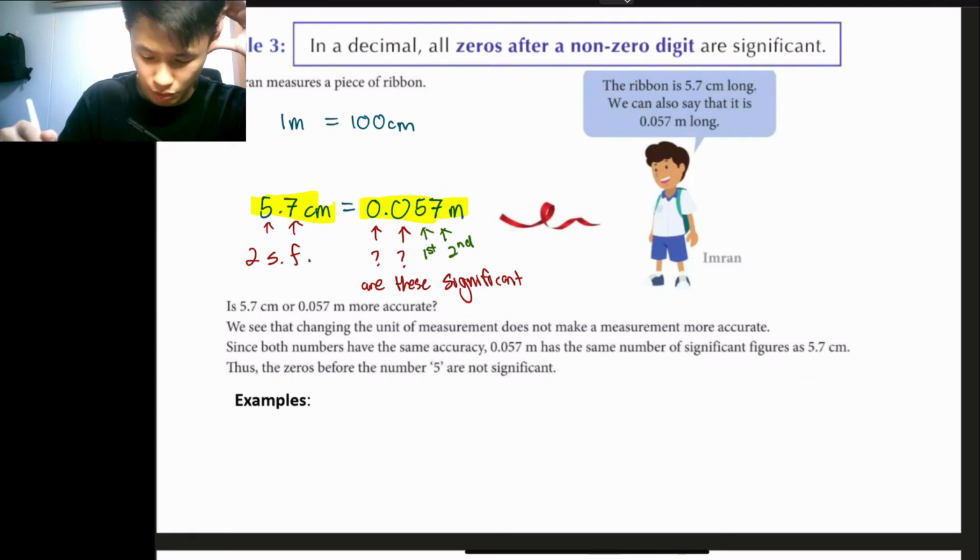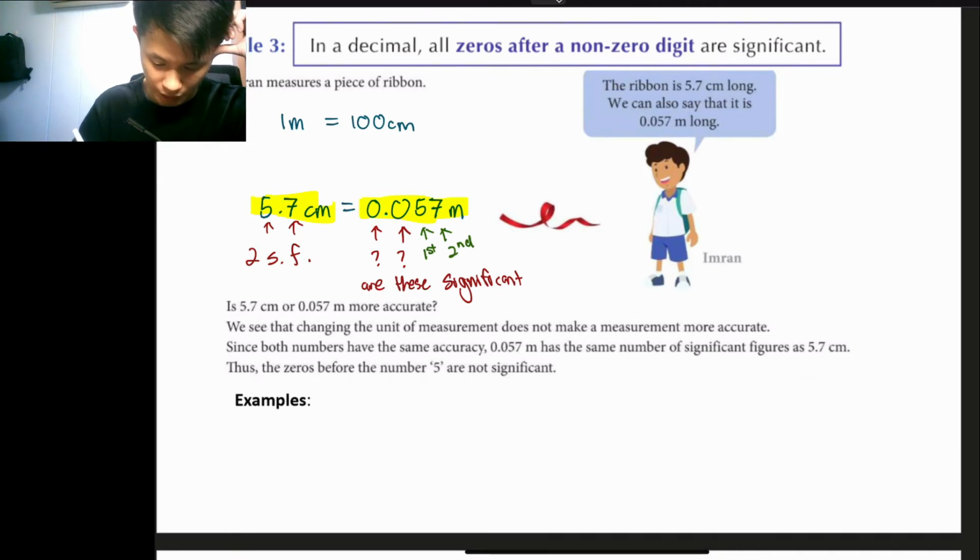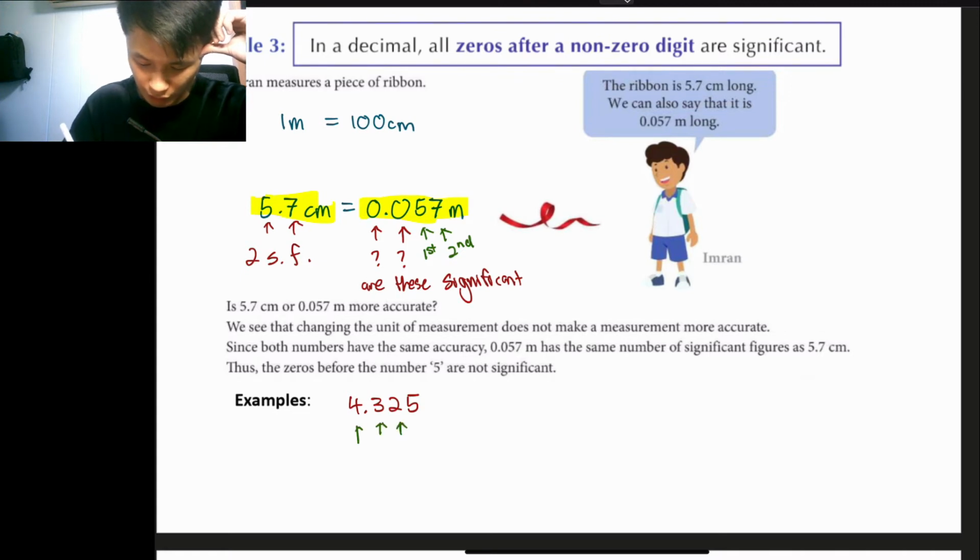Alright, let me show you some examples. Let's say I have 4.325. In this case, this is the first, second, third, and fourth. So there are 4 significant figures.